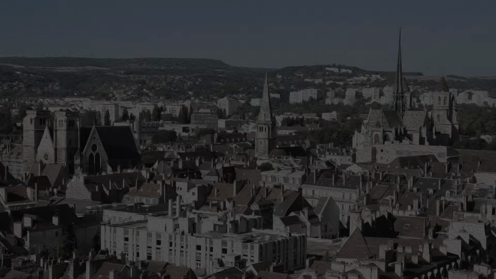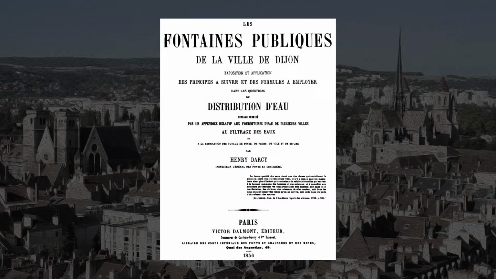In 1856, 2 years before his death, he published The Public Fountains of the City of Dijon, a treatise on the design and construction of the city's municipal water system. The work also contained his experiments on sand filtration that defined the relationship of fluid flow through porous media, which would later come to be known as Darcy's law.